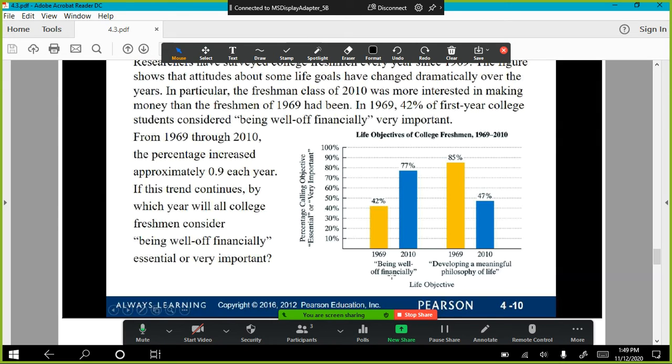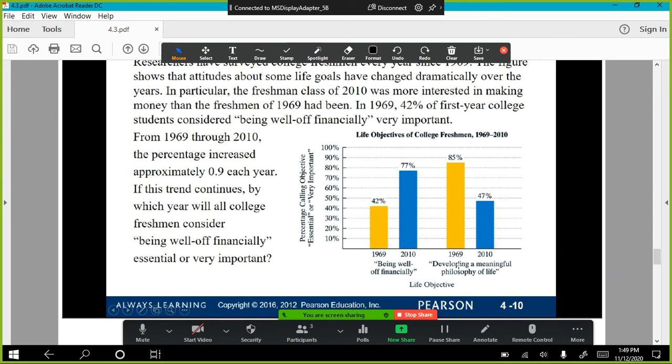But if you notice, back in 1969, the first question is, what's important to you? How important is being well off financially? Back in 1969, only 42% of college freshmen said it was important for them to be well off financially, whereas in 2010, 77% of them did. So to people in college, it's gotten more and more important to be well off financially after they get out of college.